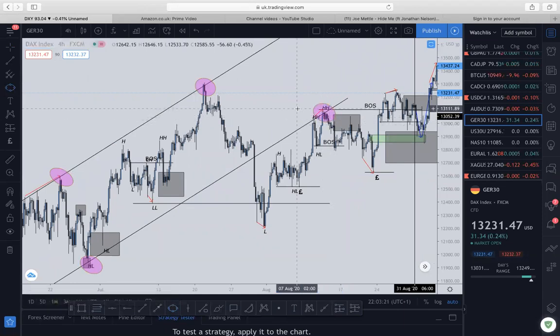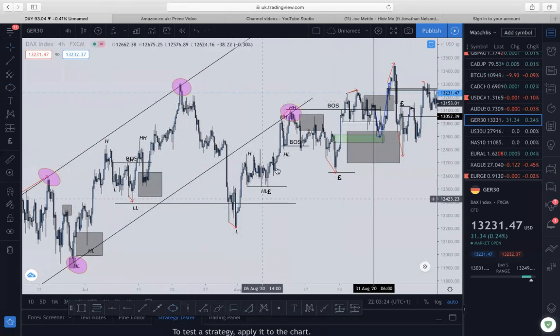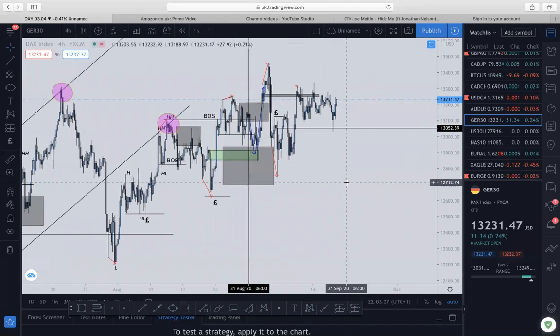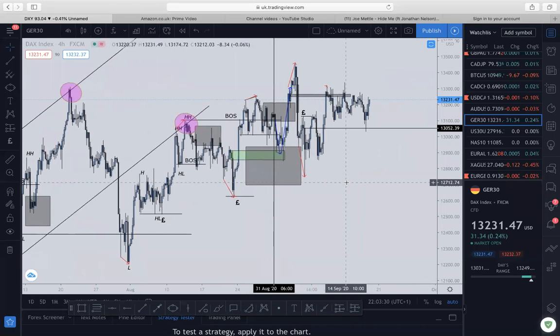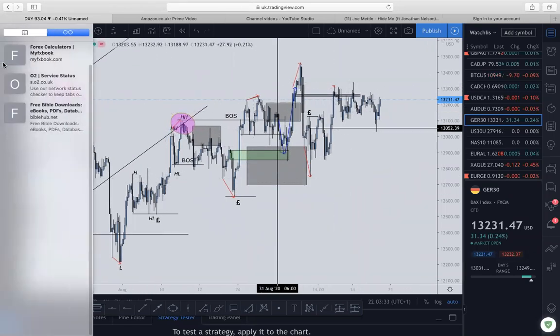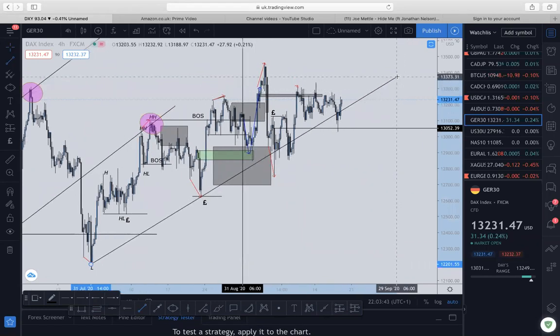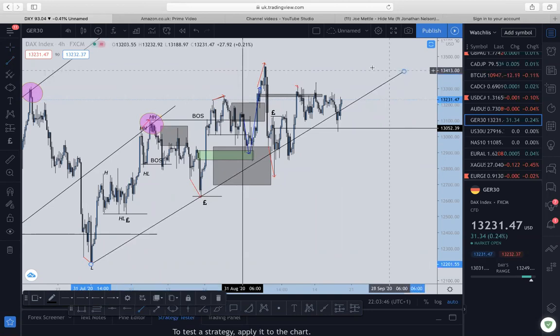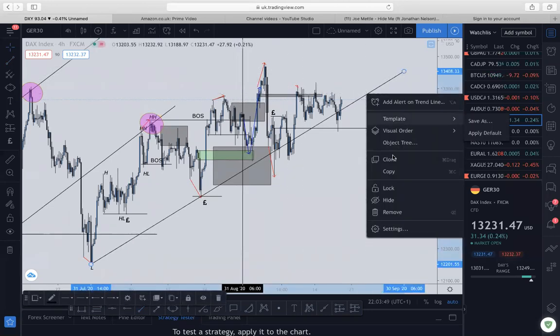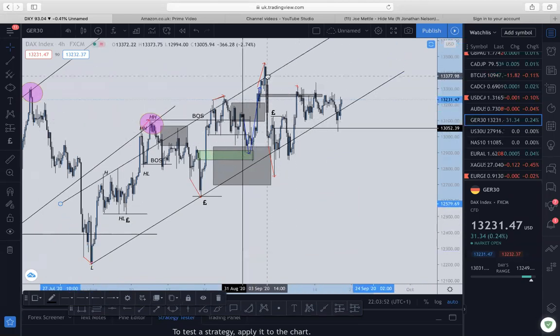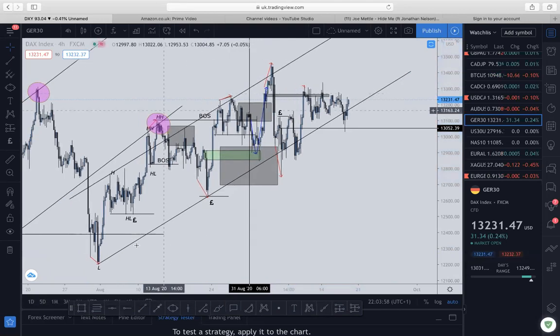Break, retest, break, retest, drop. Now we are outside the channel. So all I'm going to do is create another one. Touch, touch, touch, touch, touch, touch, touch, touch.